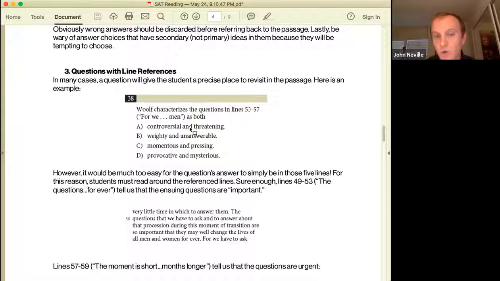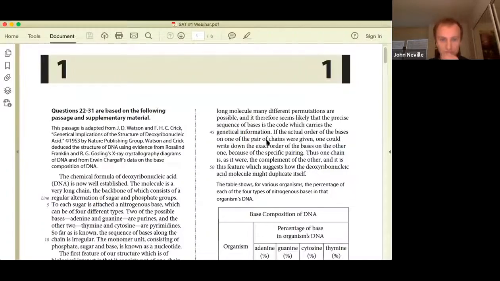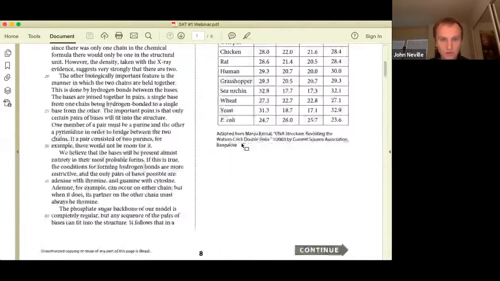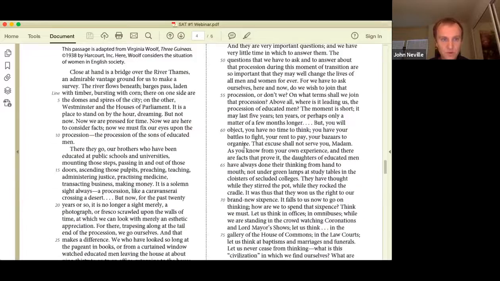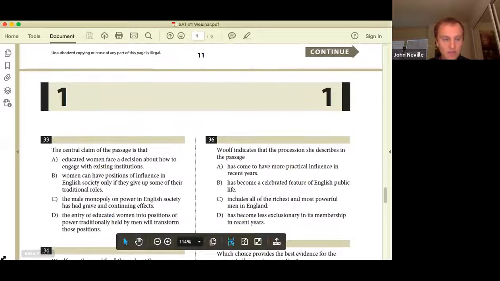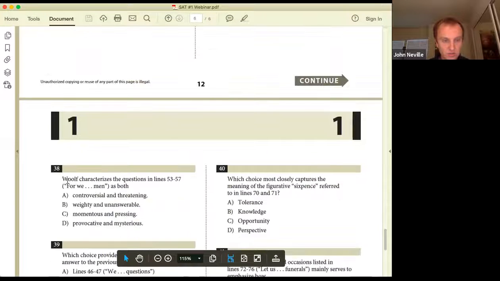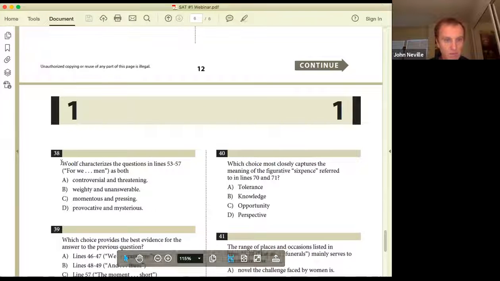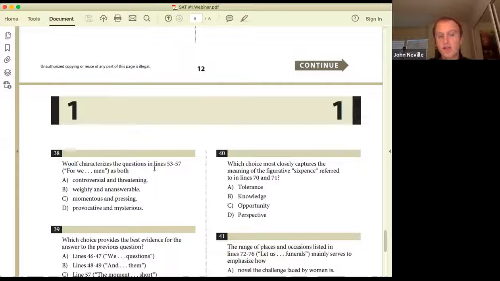So what does the College Board do? They put the answer to the question shortly before or shortly after the line reference, okay? And I'm going to actually show it to you with that exact example. Okay. So here's the question. You don't even need to have read the passage yet. Woolf characterizes the questions in lines 53 through 57.